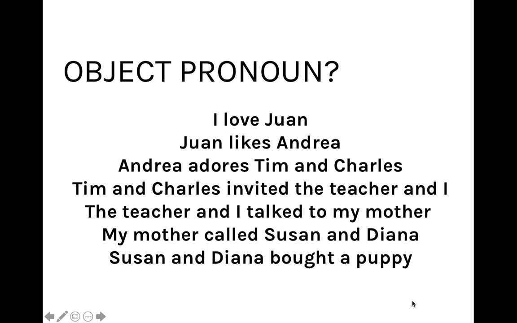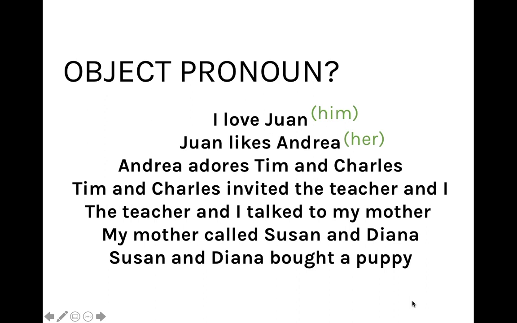Let's see the first sentence. Which one is the verb, love, and which one is the object of the verb? Juan. Which one is the object pronoun we use to replace Juan? Him. So I would say I love him or I love Juan. Juan likes Andrea. Which one is the verb in the sentence? Likes. And which one is the object of the verb? Andrea. Which one is the object pronoun we use to replace Andrea? Her. Juan likes Andrea is the same as Juan likes her.